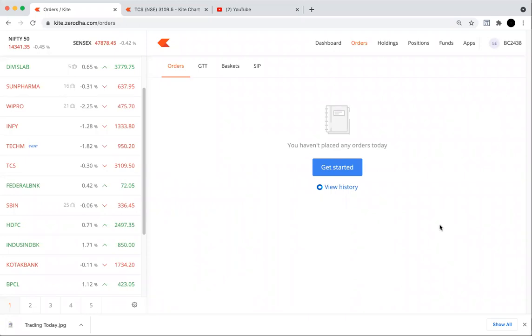I'm going to show you how to set up Zerodha's Kite for moving averages. Okay, we're going to look at how to set up Zerodha for moving averages. I'm going to take an example.